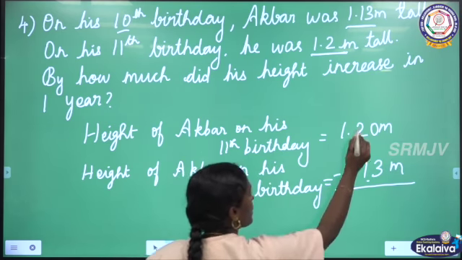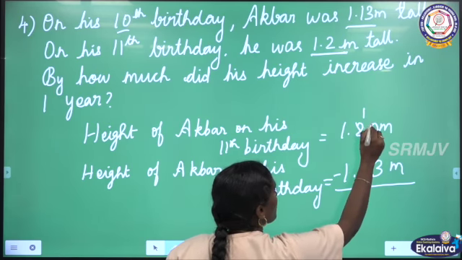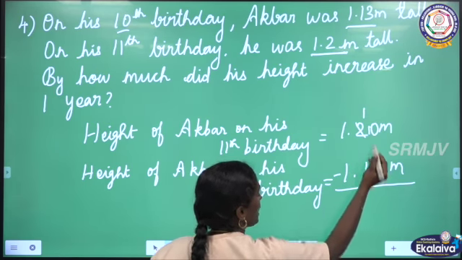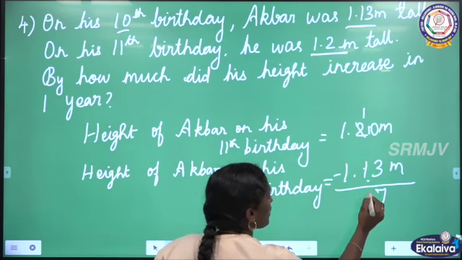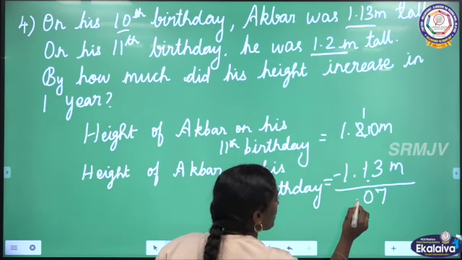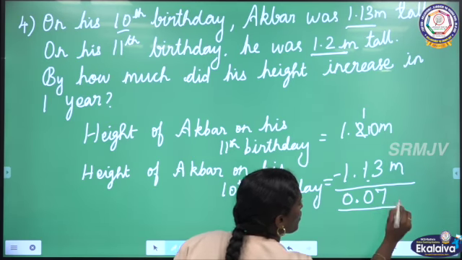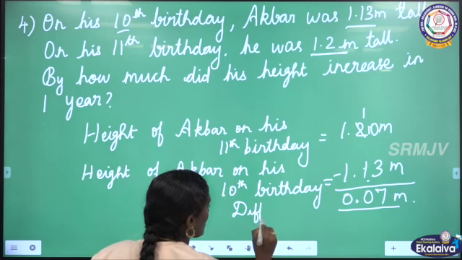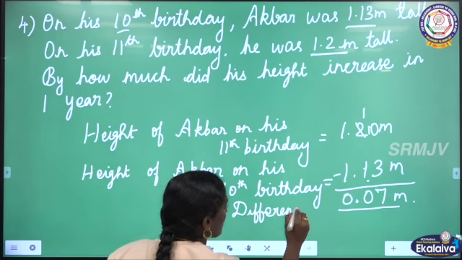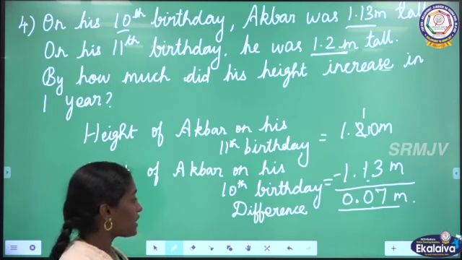0 minus 3, we can't do the subtraction. So, I am going to borrow from 2. 2 will become 1. The 0 will become 10. 10 minus 3 is 7. 1 minus 1, 0. Then, we have to keep the decimal point. 1 minus 1, 0. This is the difference between these two heights. This is the increased height in 1 year.